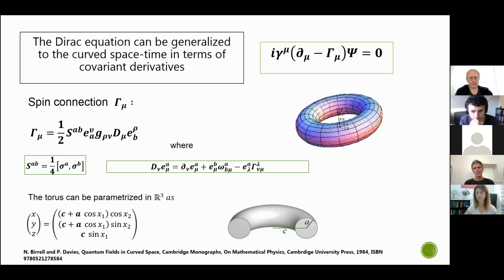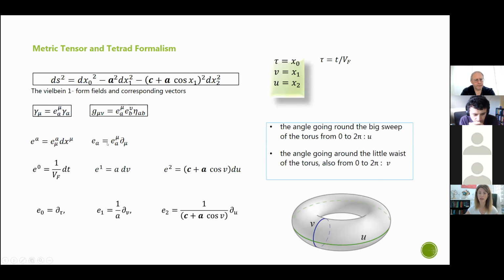And I would like to give you the metric tensor and the Vielbein one-forms, and the corresponding vectors can be calculated with respect to this ds². And instead of x0, I want to use tau. Especially, this tau can be expressed in terms of the Fermi velocity, and x1 and x2 can be used as v and u.